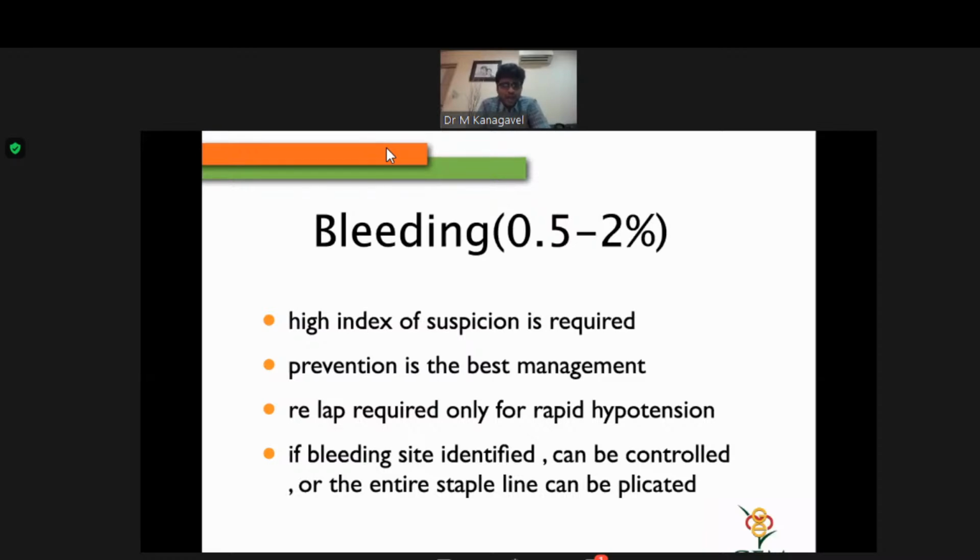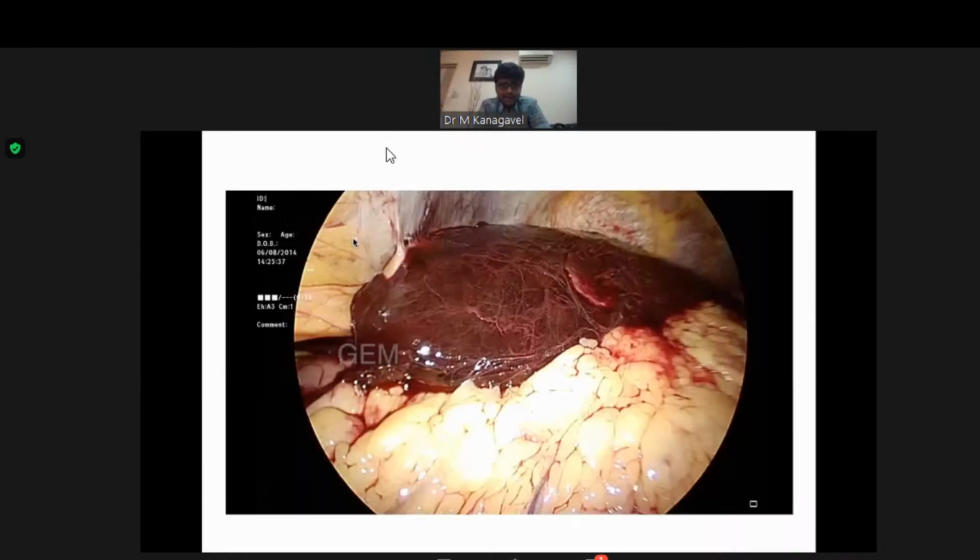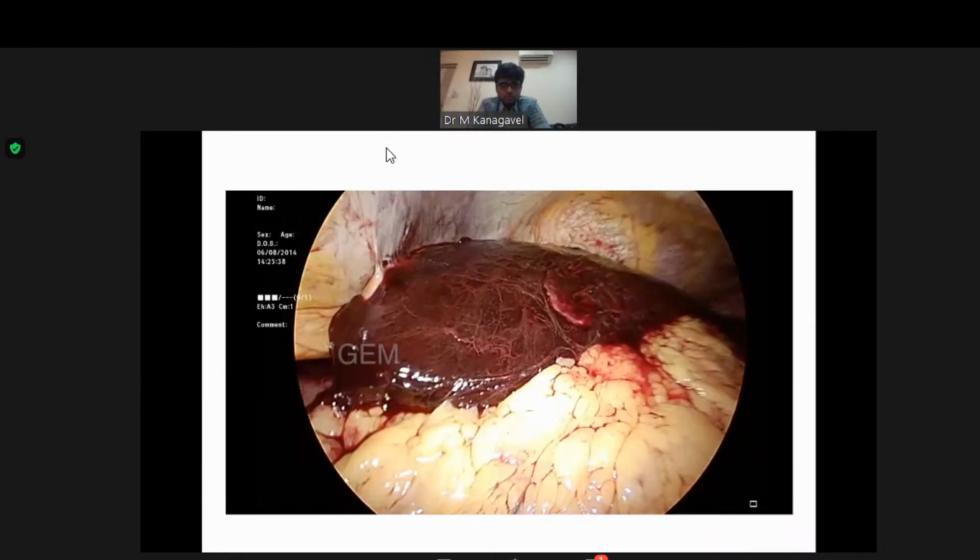And when we find the pulsatile bleeder, it can be appropriately controlled using a figure of 8 stitch, better. Of course there are surgeons who also use a clip, but many times you see oozing through the entire stapler line where you might have to plicate the entire stapler line. So this is one such video that we go inside.